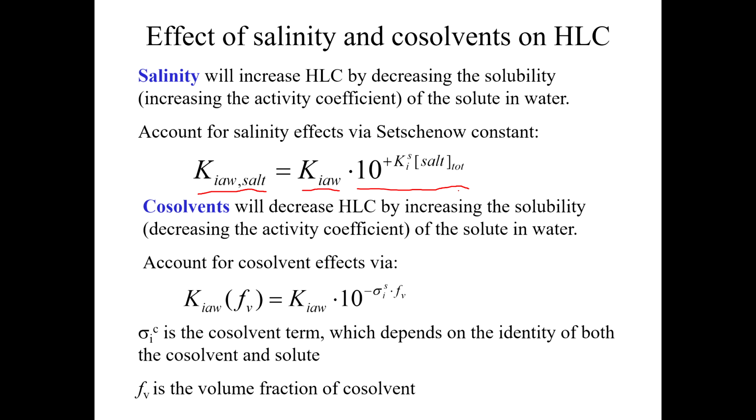And the reason we can get away with doing this is by making the logical, rational assumption that the salinity will increase the Henry's law constant by decreasing the solubility side of the equation, but will have absolutely no effect on what's going on in terms of the vapor pressure, right? So if we think of Henry's law constant as vapor pressure over solubility, the Setschenow constant, the salting constant, is affecting the solubility side of the equation, but not the gas side at all.